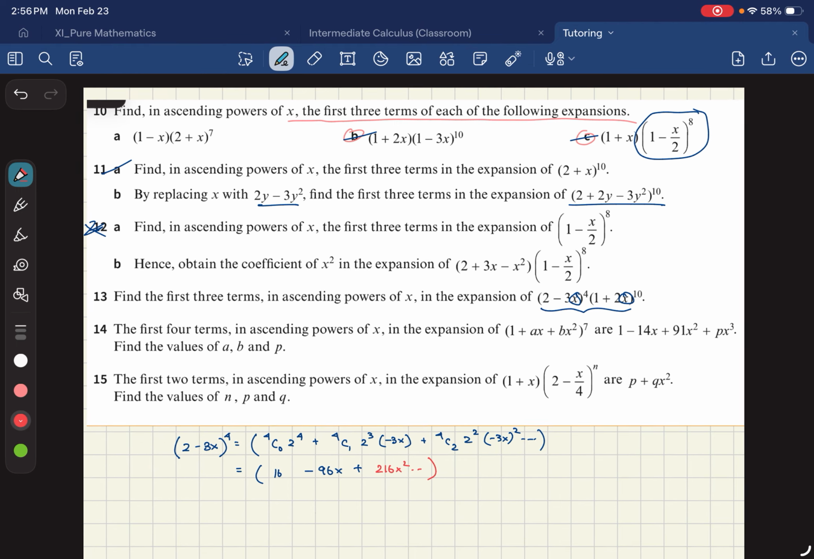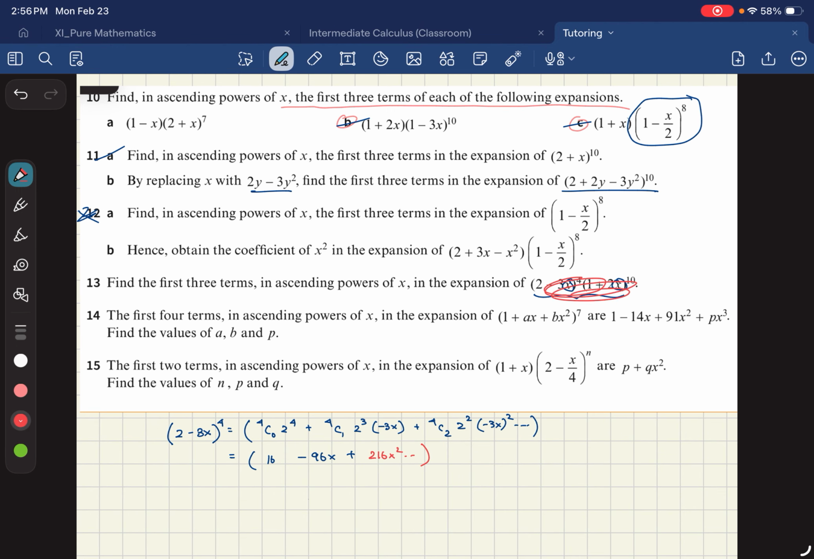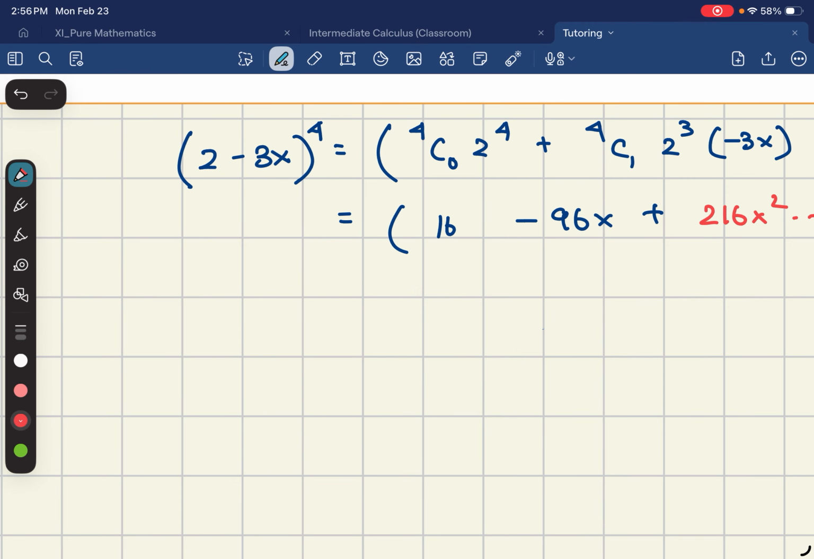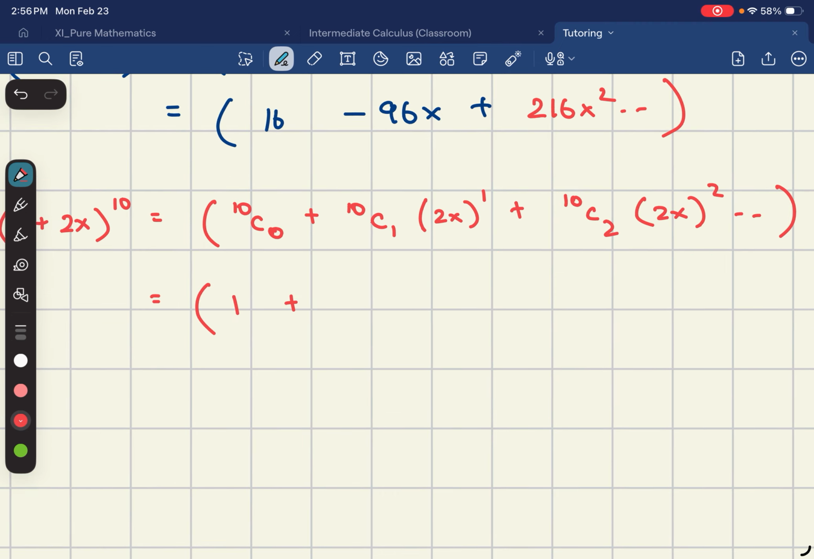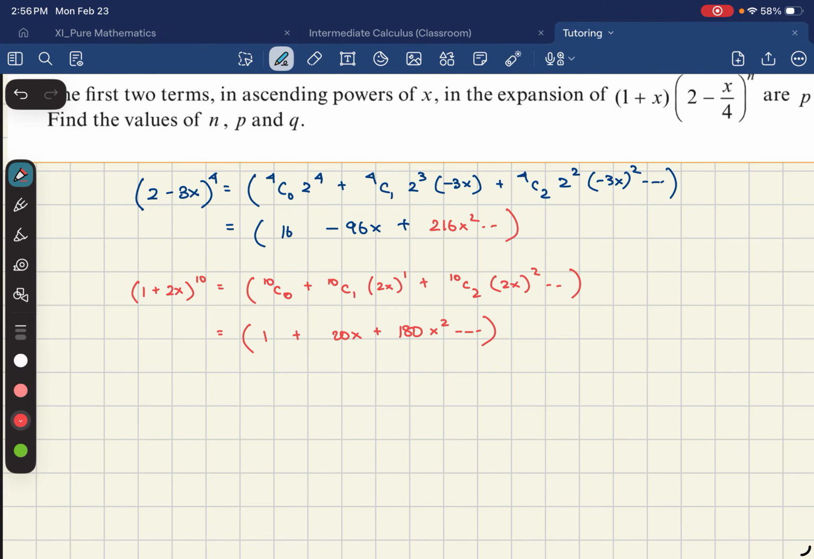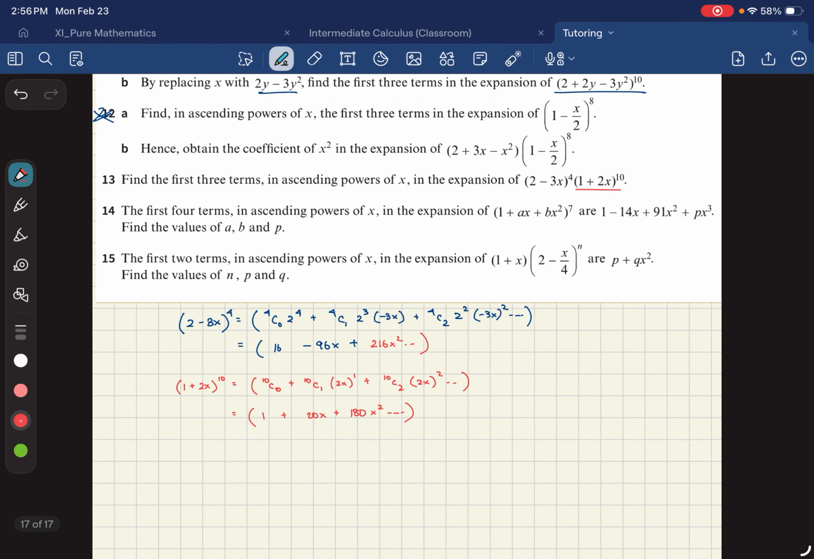Now I need to expand my other term. So I will expand 1 plus 2x to the power 10. So that is just going to be 10c0, 1 to the power 10 is just 1. And I have 10c1, 2x to the power 1. Finally, 10c2, 2x to the power 2. And so on. So that gives me 1 plus 20x plus 45 times 4, that is 180x squared. And so on. And now I need to multiply these two together.